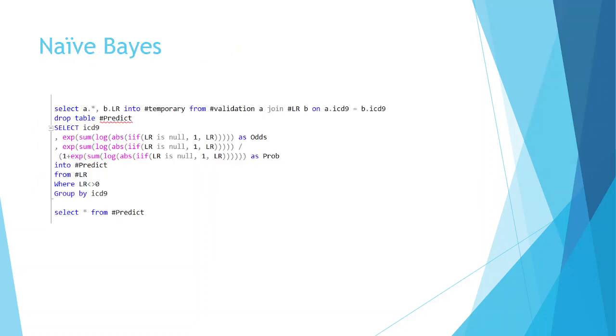So after we calculate the likelihood ratios, we can put that in the naive Bayes formula to predict whether a patient has diabetes or not.